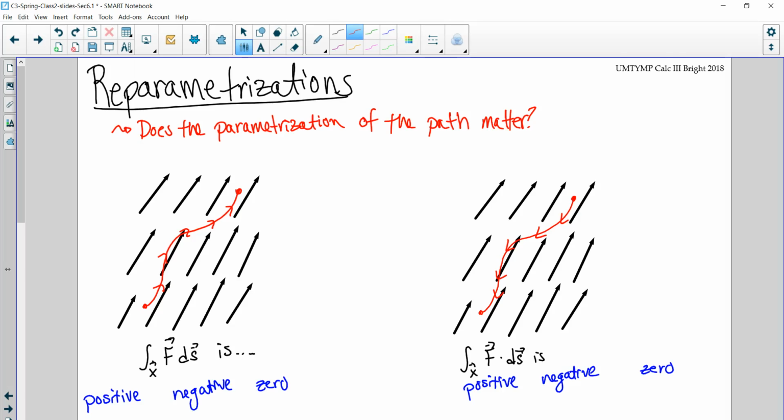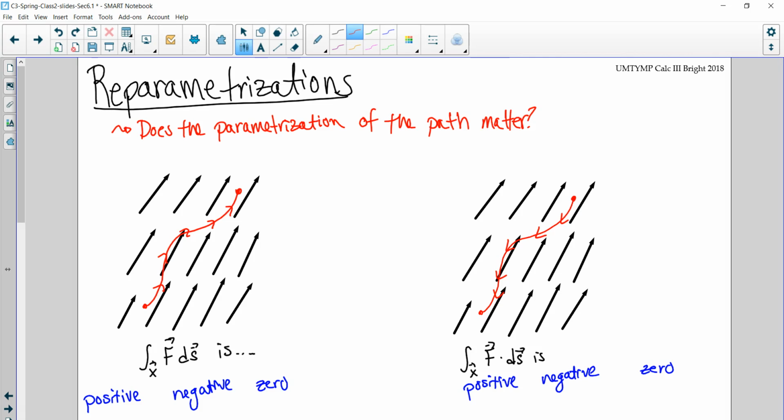All right, having discussed scalar line integrals and vector line integrals, the last topic you might have been wondering about is, what if, instead of going from 0 to 2 pi in the last example, we went the other way around? That gets at this idea of reparametrization. Does the parametrization of the path matter?